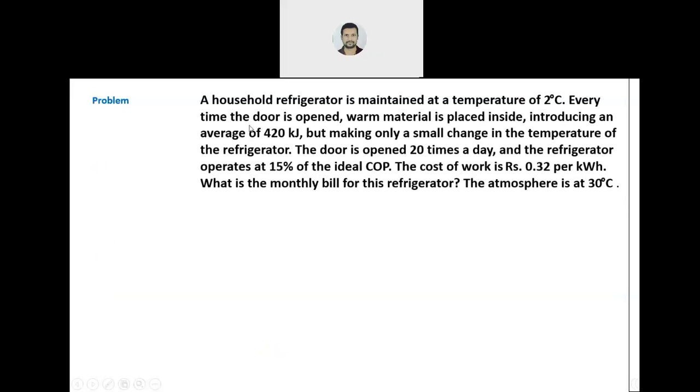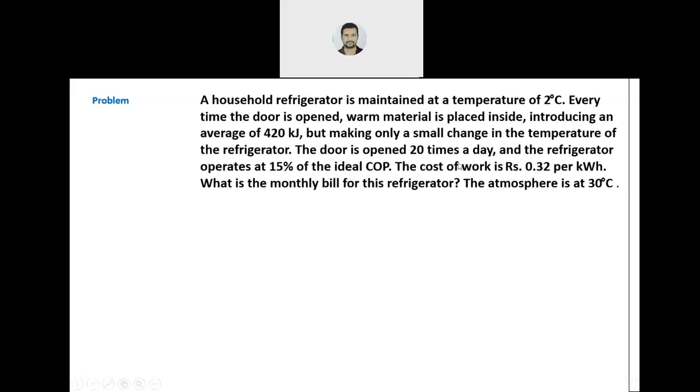Now, second question. A household refrigerator is maintained at 2 degrees Celsius temperature. Every time a door is opened, warm material is placed inside, introducing an average of 420 kilojoule, but making only a small change in the temperature of the refrigerator. What is happening? The temperature of the refrigerator is maintained at 2 degrees Celsius. It is opened many times, and whenever it is opened, the average heat is 420 kilojoule. When you open the door, you put some warm material inside it. So average heat is 420.